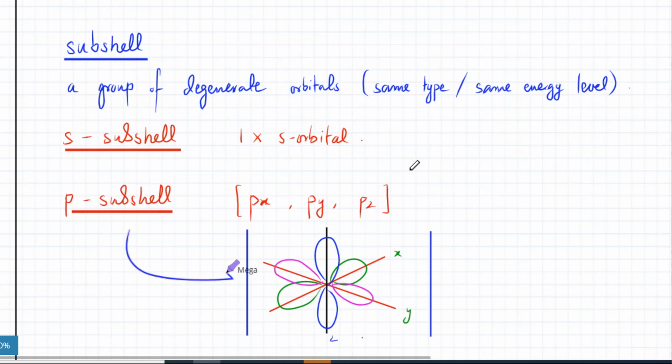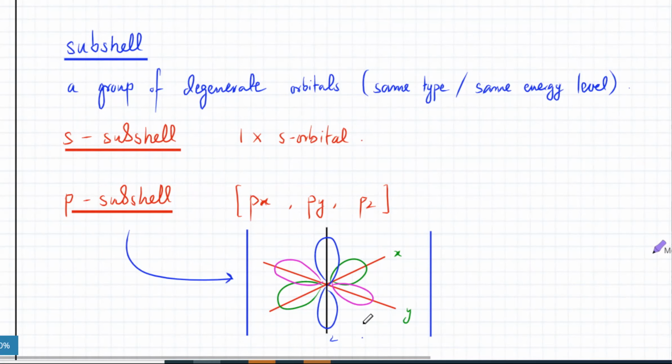So it's kind of the same thing, except that when you talk about orbitals, you talk about them individually. You talk about PZ, you're talking about this blue one over here. You talk about PX, this green one over here. You talk about PY, this specific orbital. But when you use the term P subshell, then you're talking about all of them together, okay?